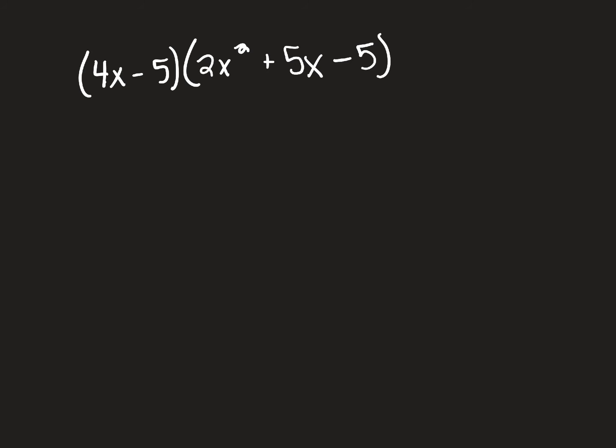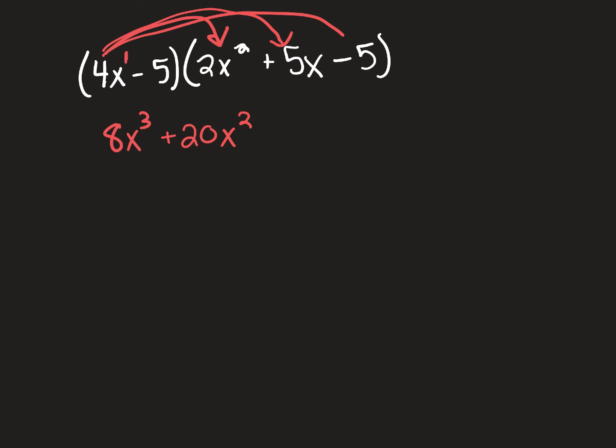So what we're going to do first is take that 4x and multiply it to each term over here. So 4x times 2x squared is going to be 8x to the third. Remember, you still have to add that exponent. Then we're going to do 4x times 5x. So 4 times 5 is 20. X times x is x squared. And then we have 4x times negative 5. So 4 times negative 5 is negative 20. And then we bring the x from our 4x over.